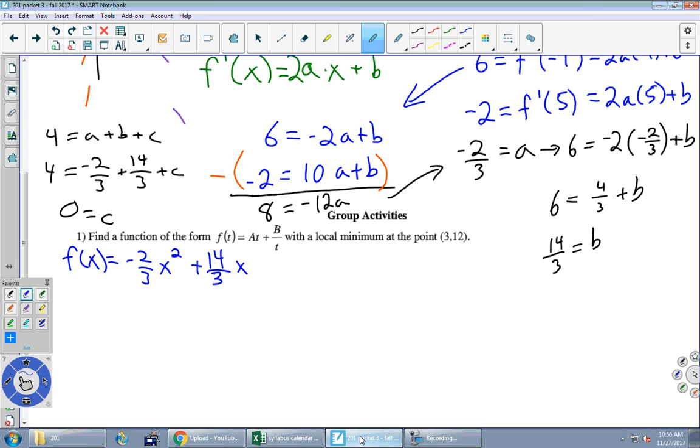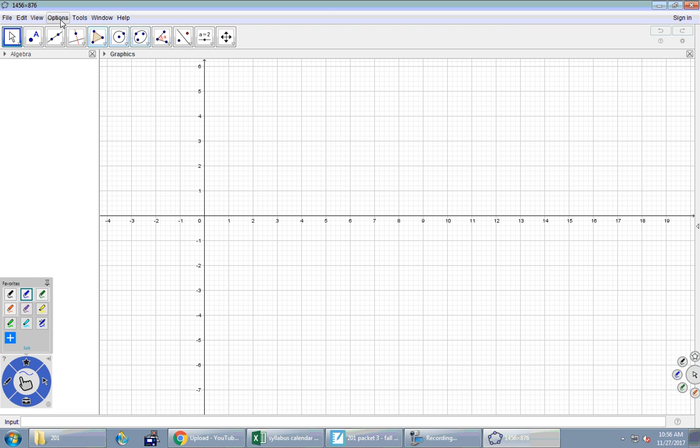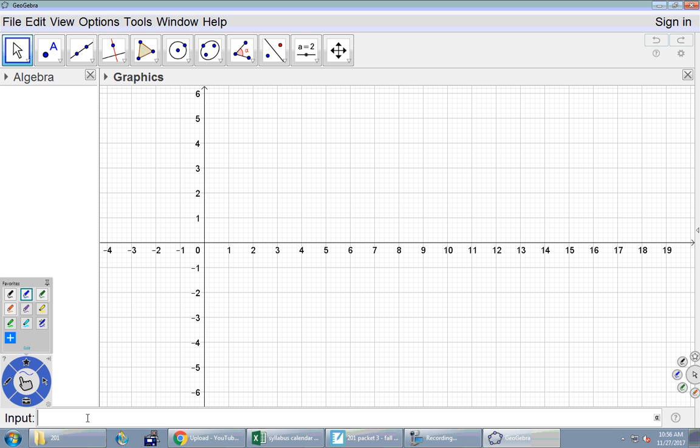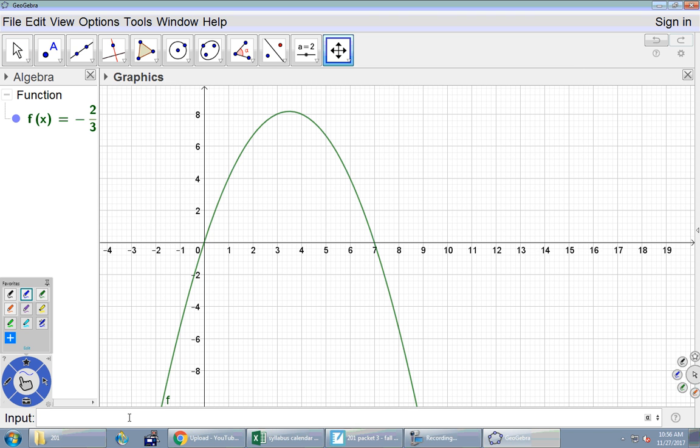So all I'm going to do is graph this equation, negative 2/3 x squared plus 14/3 x. Let's make this a little bit bigger for you guys. Okay, font size, good. All right, so that equation was f of x equals negative 2/3 x squared plus 14/3 x, yeah? Okay, so let's drag this down just a little bit so we can see the whole thing. All right, so one point that was supposed to be on the parabola was what? 1,4. Okay, so hey, look, there it is on my parabola.